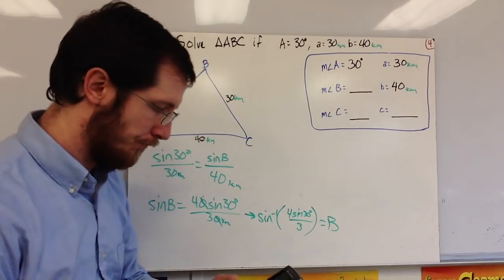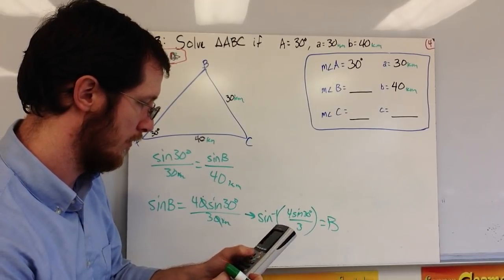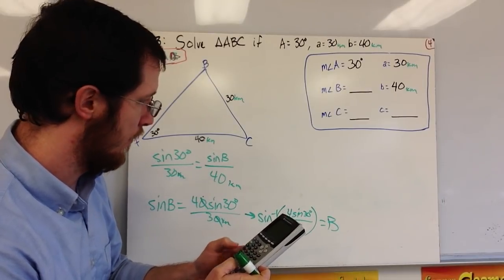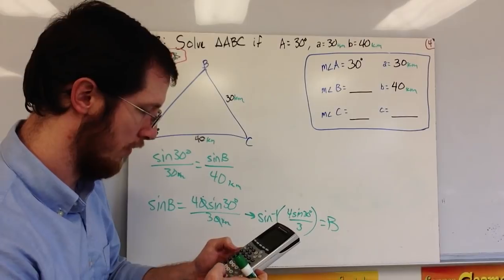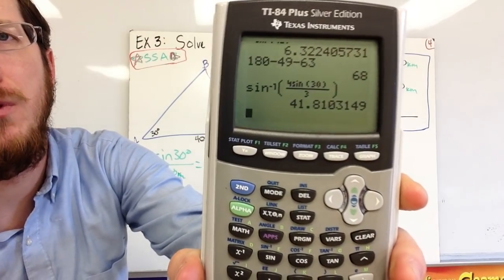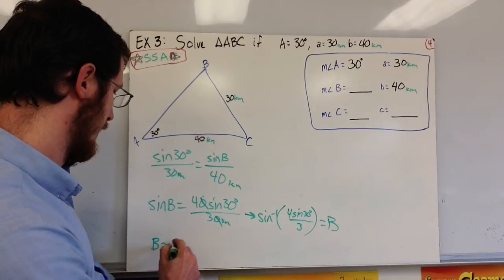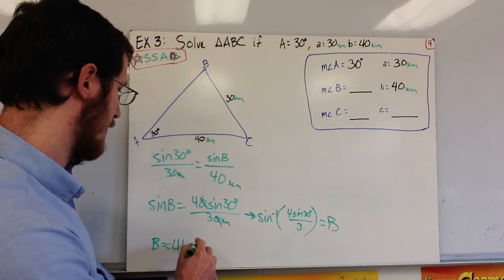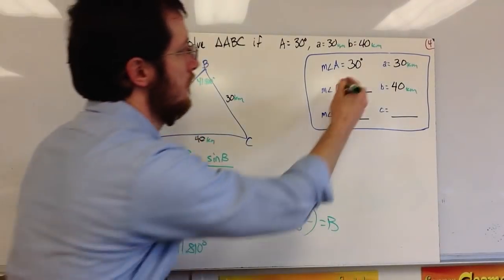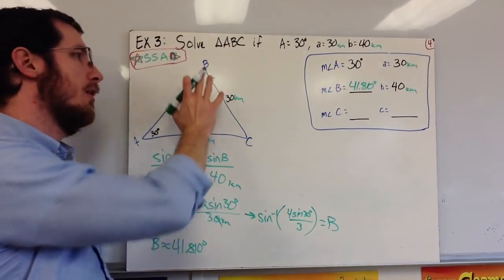So inverse sine, second sine, 4 sine of 30 over 3. Okay, and we get the angle 41.810. So B is approximately 41.810 degrees. Okay, so we put that on our triangle, we put that in our table.